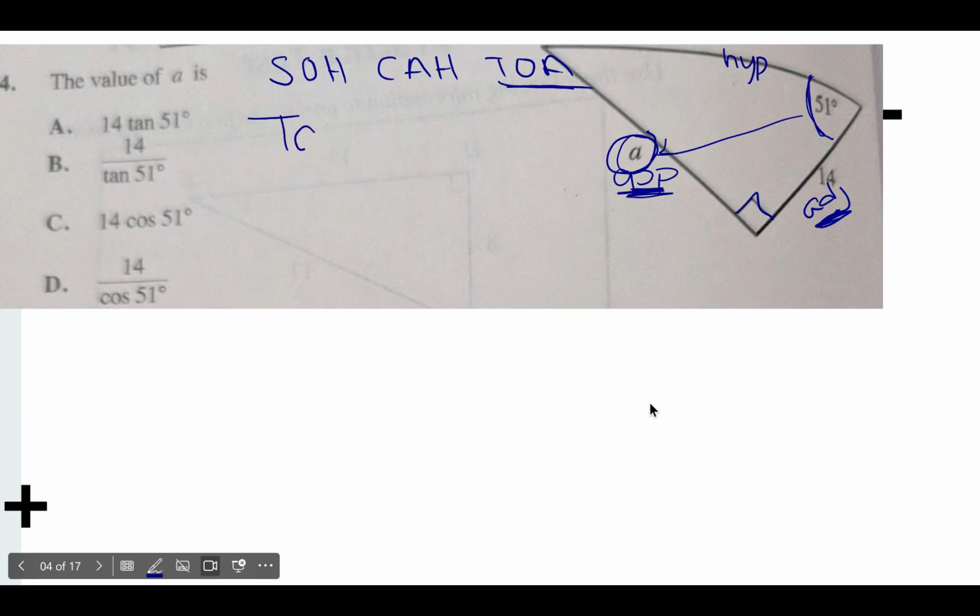So if I set my ratio up, then it's tan of my angle, which is 51, will equal the opposite side, which is A, over the adjacent side, which is 14. And then if you needed to solve for A, you would multiply both sides by 14. That cancels, and now A's alone. So A is going to equal 14 times the tan of 51.